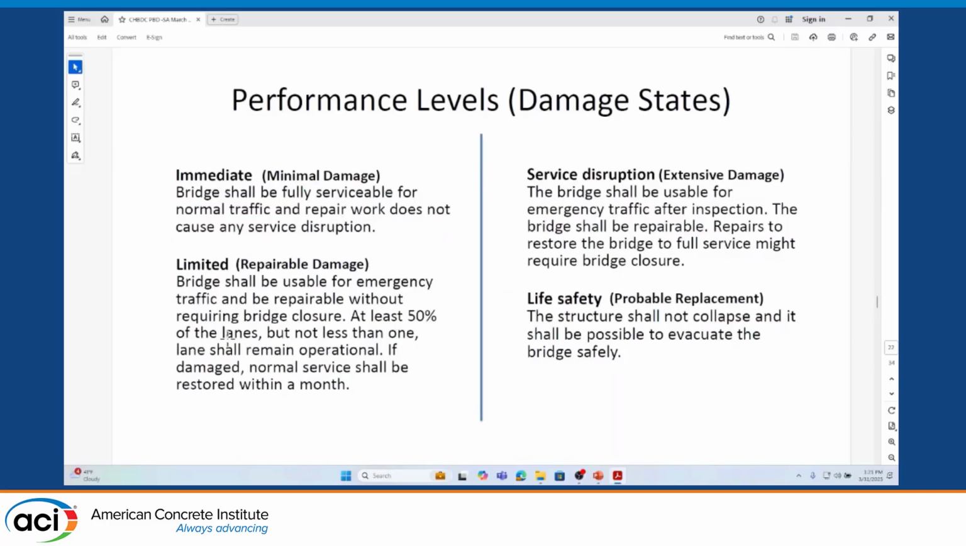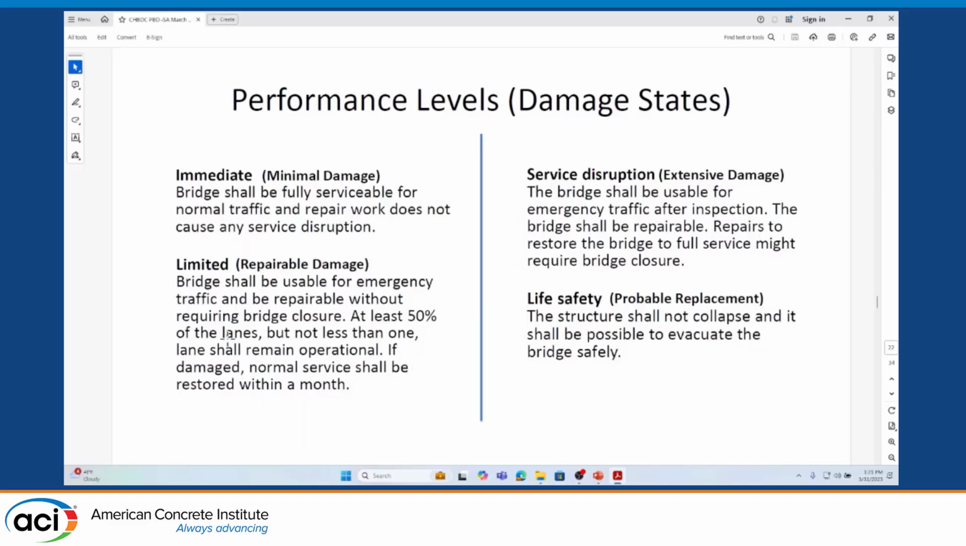Now let's look at the performance levels and their corresponding damage states defined in the Canadian Highway Bridge Design Code. The first one is immediate, and its corresponding damage state is minimal damage, which means the bridge shall be fully serviceable for normal traffic, and repair work does not cause any service disruption.